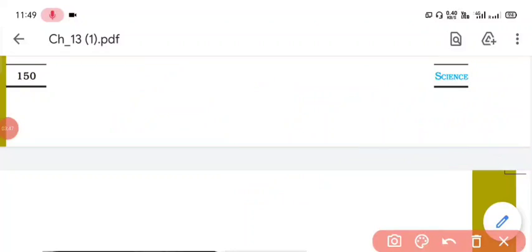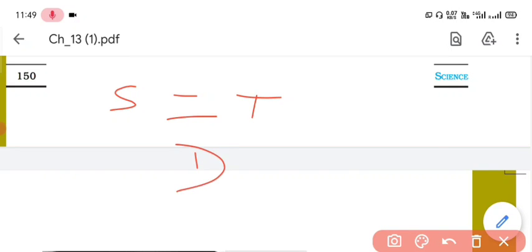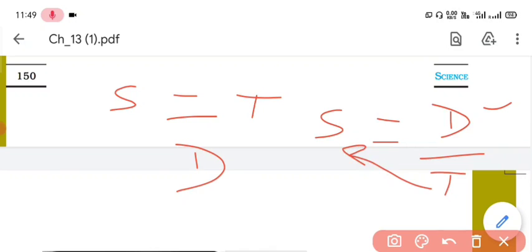Similarly, if we have the speed and the time, then we can also calculate the distance, because when we know speed equals distance upon time, the distance will be speed multiplied by time. That means the formula will be distance equals speed multiplied by time. So by using any two measurements, we can easily calculate the third one. In the examination you will get two values, and you can find the third one.